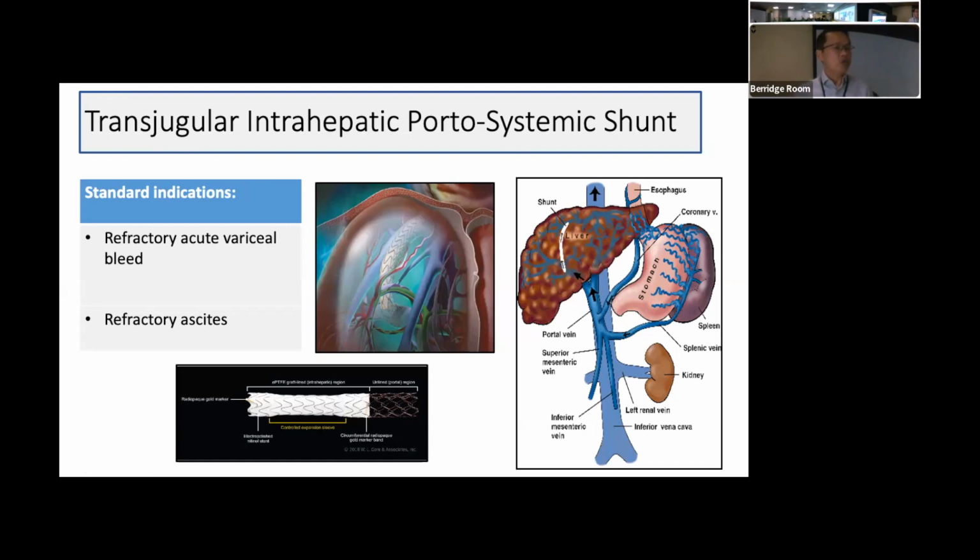The standard indication is refractory acute variceal bleed after they fail endoscopic intervention. The second is refractory ascites, refractory to medical therapy, where they have to keep coming in for weekly drainage, for example. Those are the two common standard indications for TIPS.